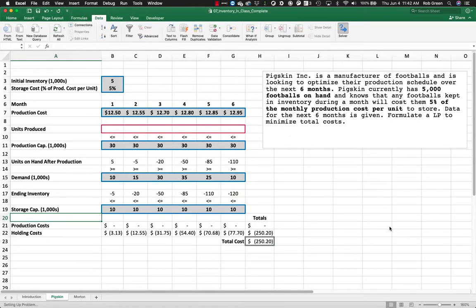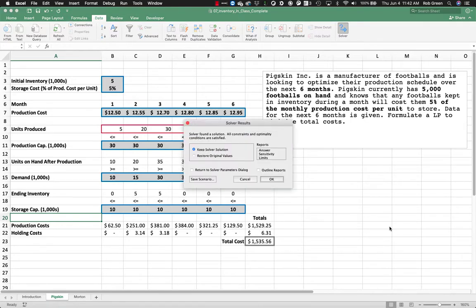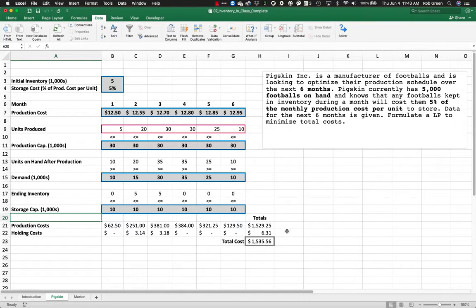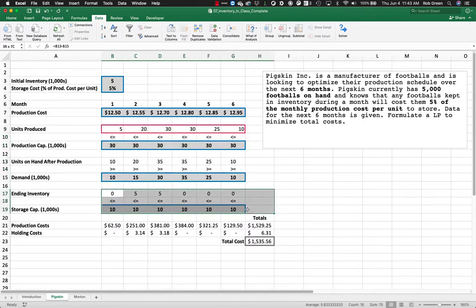Solver is doing its magic, iterating through various solutions to find out how much this will cost us. Okay, Solver found a solution. 1,535.56. There we go. You can see this. These are actually multiplied by 1,000, so this is 1.5 million because of scaling. We'll double check. It looks like these are all less than or equal to. That's great. These are all greater than or equal to. That's great. And our storage is all less than or equal to, which is also great.